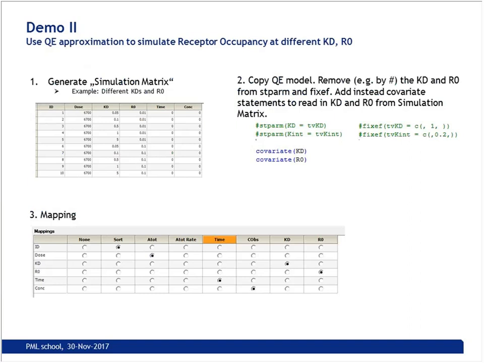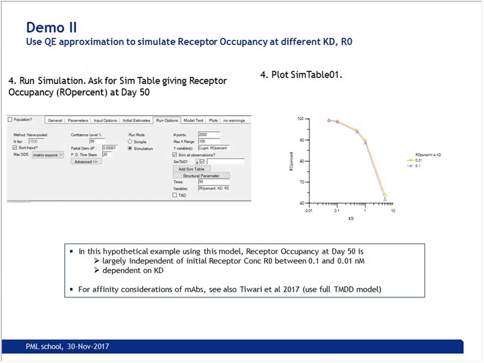Okay, so demo two, I don't need to repeat everything now. We did just a bunch of simulations by reading in different KDs and R0s and arrived at this plot, which showed us the receptor occupancy in percent at a defined time point in relation to the KD. And also I would like to cite one paper that has been published recently on this. I think it's quite a nice one.